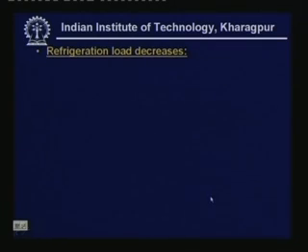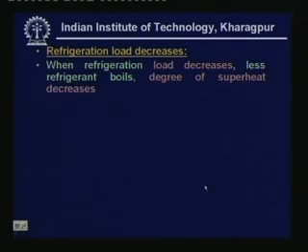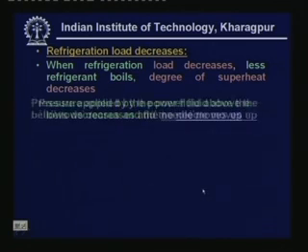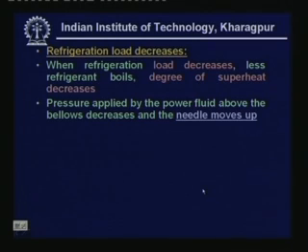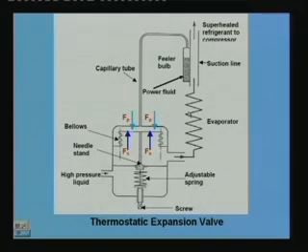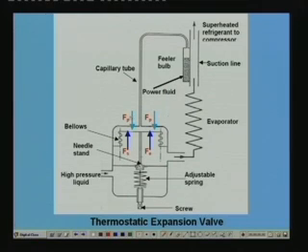Now what happens when the refrigeration load decreases? We know that when the refrigeration load decreases, less refrigerant boils, that means the degree of superheat decreases. Once the degree of superheat decreases, the pressure applied by the power fluid above the bellows decreases. This is because the temperature of the power fluid decreases, so the pressure also decreases. Once the temperature of the power fluid decreases, the needle moves up. This is opposite to what happens when the load increases. This force reduces. That means momentarily Fs plus Fe will be greater than Fp. Once this is greater than Fp, this will move up.